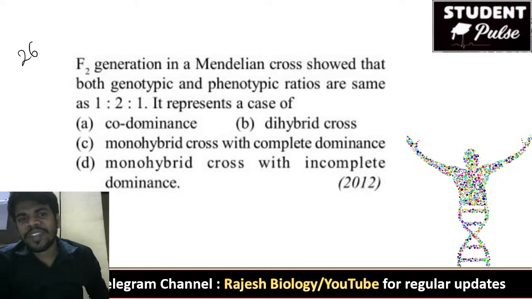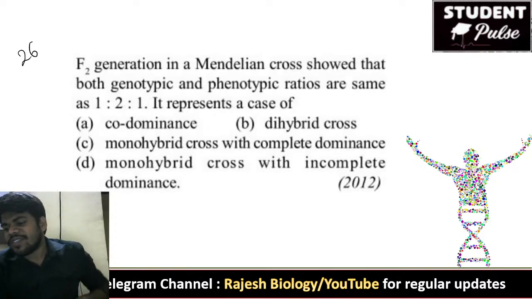26th question. F2 generation in a Mendelian cross showed that both genotypic and phenotypic ratios are the same as 1 is to 2 is to 1. Monohybrid cross with incomplete dominance.